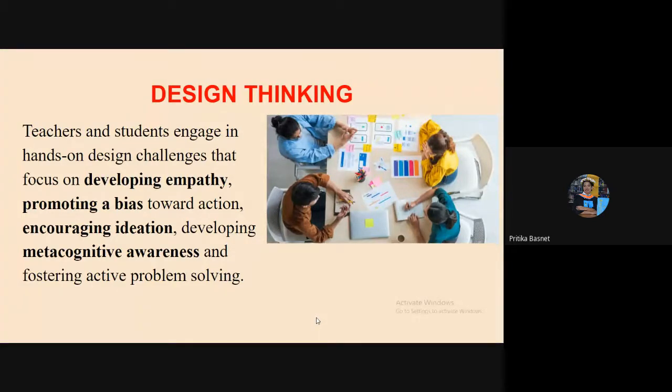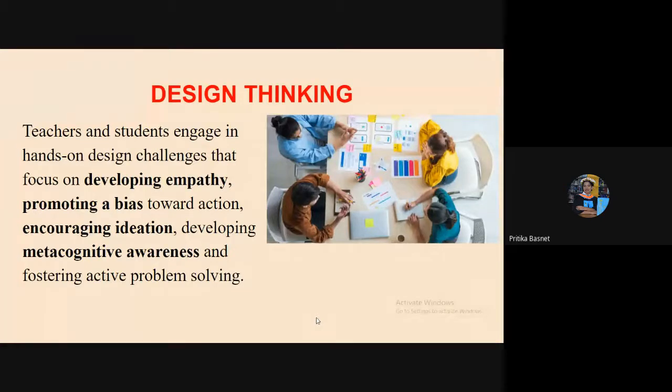Here, promoting a bias includes everyone having their own ideas. Everyone should have their own perceptions regarding the problem. So there must be a bias towards action. And another one is encouraging ideation.